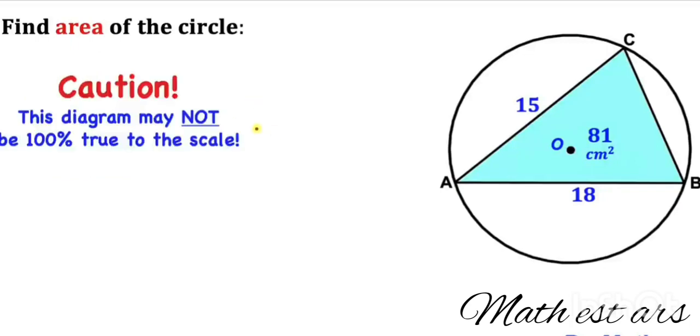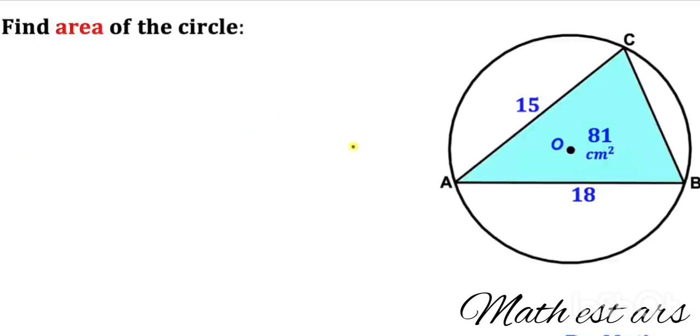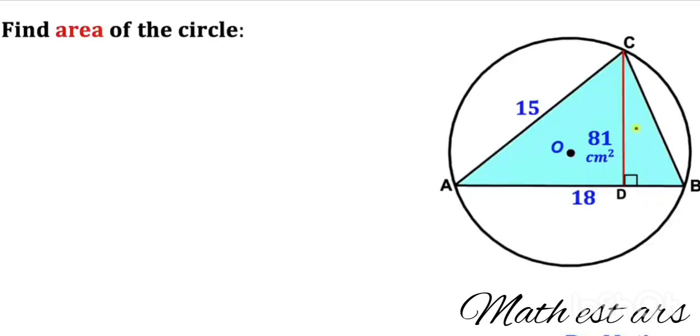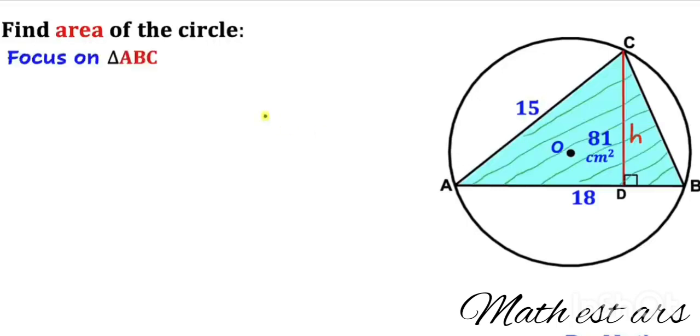Please keep in mind that this figure may not be 100% true to the scale. Let's go ahead and get started. And here's our very first step. I have dropped a perpendicular CD on this line AB, as you can see. And now let me go ahead and label this perpendicular CD as lowercase h, and h stands for height of this blue triangle.